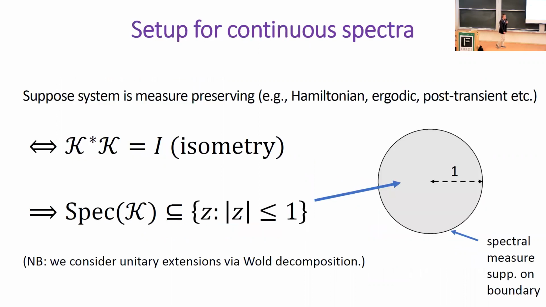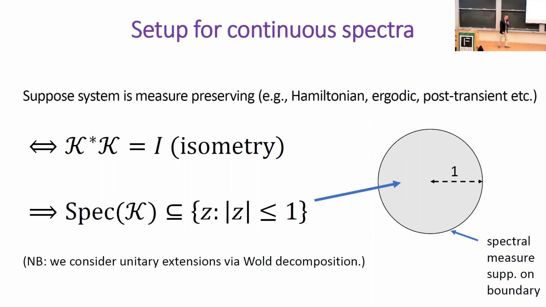To make this precise, up to now we've assumed almost nothing about the Koopman operator, just that it is closed and densely defined, so the spectrum isn't the whole space. Now we're going to make sure the dynamical system is measure preserving. In that case, the Koopman operator is an isometry, and the spectrum is contained in the unit circle. And when there is a spectral measure, it's supported on the boundary. So this is a very important assumption for us.